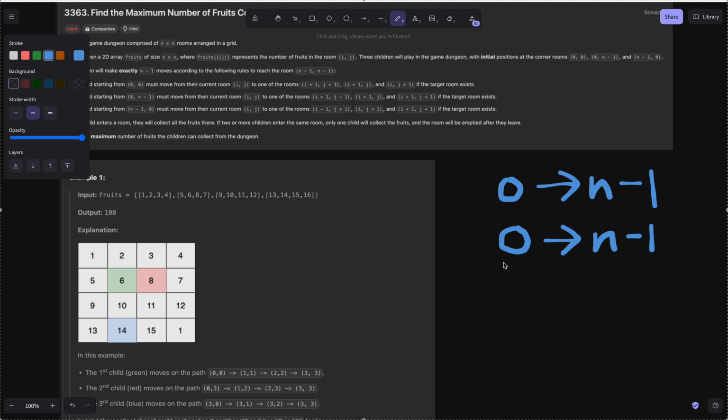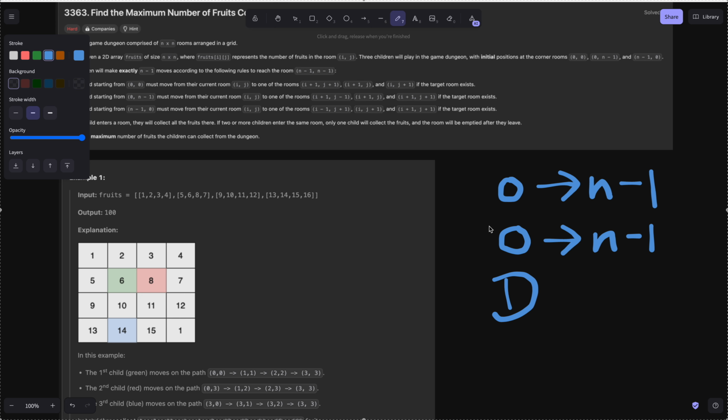So the only possibility is for the first child to go via the diagonal. There will be n minus 1 moves and he will be able to reach the (n minus 1, n minus 1) room. Hence for the first child it is settled that he will go by the diagonal.